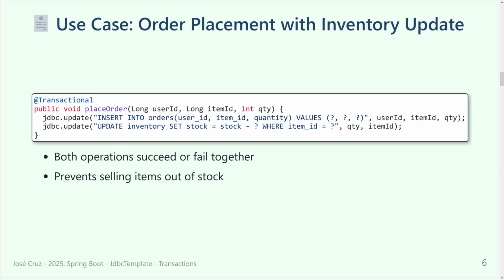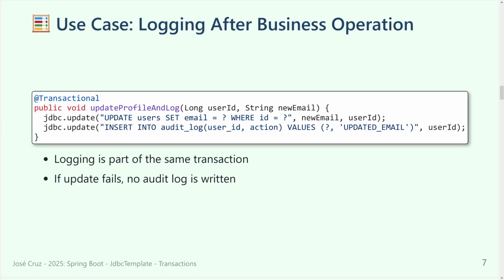It seems that you are accepting orders, and since you are not decrementing the stock, you always have stock, and that will be a false assumption. That's why transactions are useful in these scenarios. Another one is logging, mainly audit logging.